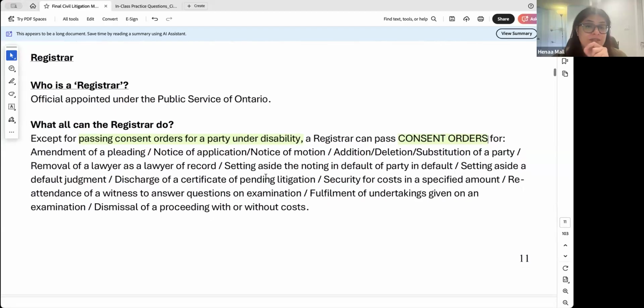No. Judge. Always the judge. Please write this down. If a party is suffering from any kind of disability, any orders pertaining to that party are going to be passed by a judge, not by an associate judge, not by a registrar, nobody.